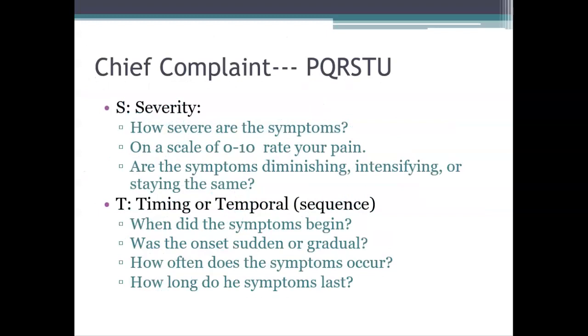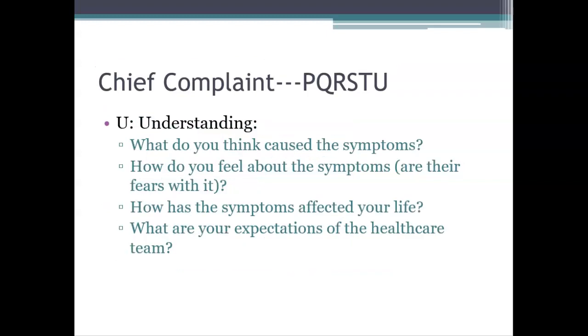S, severity. How severe are the symptoms? You will use the pain scale. On a scale from 0 to 10, rate your pain, 10 being the worst, 0 being the least. Are the symptoms diminishing, intensifying, or staying the same, depending on what you are doing? T, timing or temporal sequence. When did the symptoms begin? Was the onset sudden or gradual? How often do the symptoms occur? How long do the symptoms last once they begin?